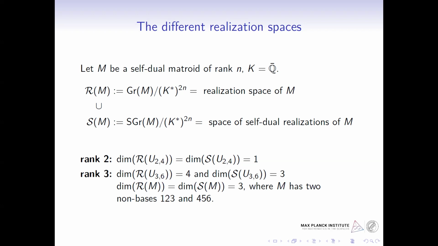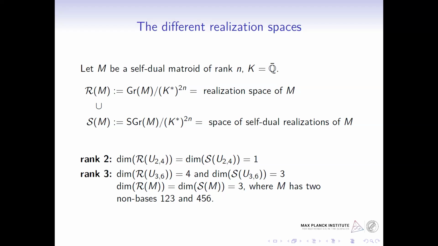Because what does it mean? 1, 2, 3 and 4, 5, 6 are non-bases. It means these points lie on lines. So we're on a plane, and these are not in general position. That's why we're not in the case of the uniform matroid. But they still live on a conic, right? They live on 2 lines. And this will always be a self-dual realization. And all these realizations look like this.